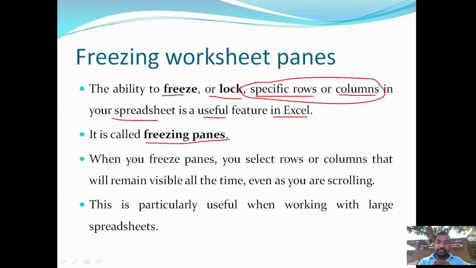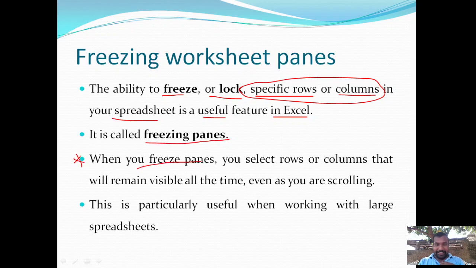When you freeze panes, you select rows or columns that will remain visible all the time, even as you are scrolling. The frozen panes stay visible even though you are scrolling the entire document vertically or horizontally, depending on whether you are selecting rows or columns. Okay, so are you getting the point?